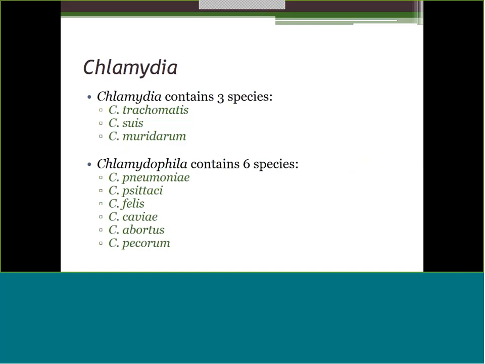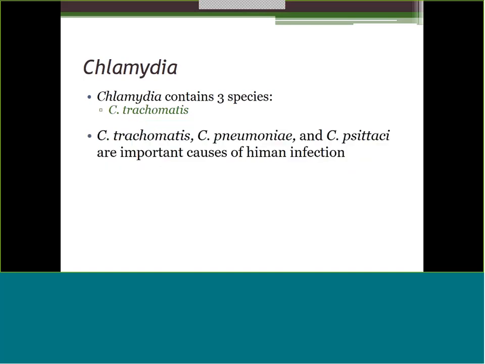Chlamydia has 3 species, Chlamydia trachomatis, suis, and muridarum, and then there's a very similar genus called Chlamydophila that has 6 species, and you can see them listed. The ones that we are most concerned with are these 3. These are the 3 clinically significant out of all those species listed. So Chlamydia trachomatis, which is your STD chlamydia, Chlamydophila pneumoniae, and Chlamydophila psittaci. They are causes of human infection.